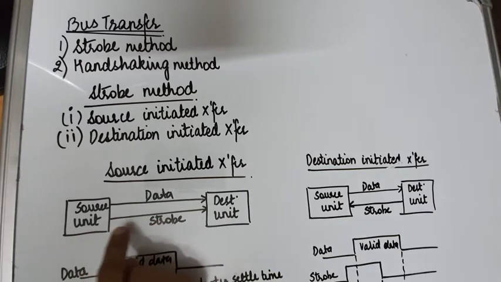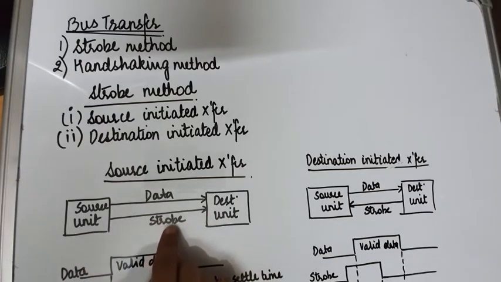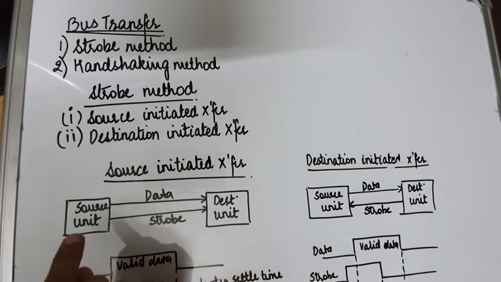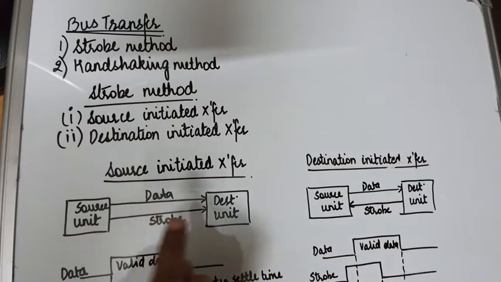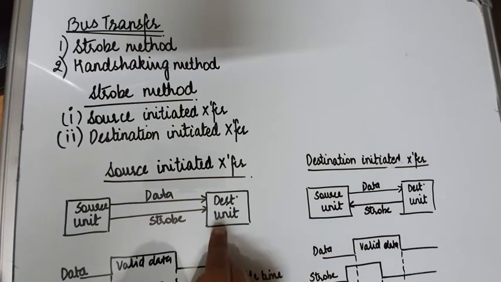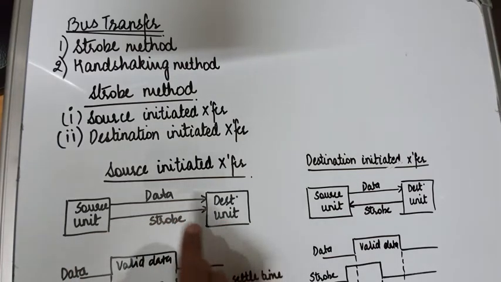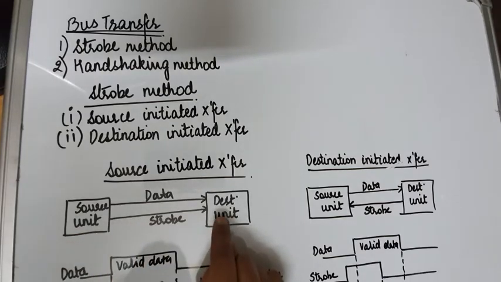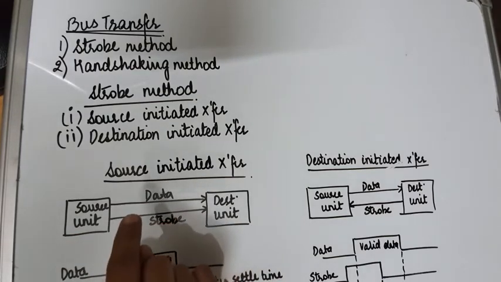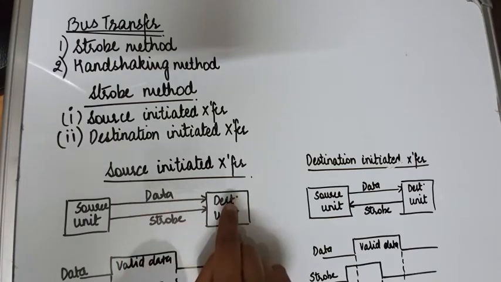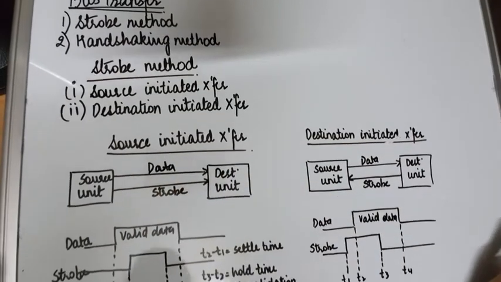Now, here is a signal which is called a strobe signal, whose direction is from the source unit to the destination unit. And since the direction of this signal is from the source unit to the destination unit, hence its name, source initiated transfer, because in this type of mechanism the source will initiate the transfer. Source will signal the destination unit that I have some data on the data bus for you, read it. We will discuss it with a timing diagram now.